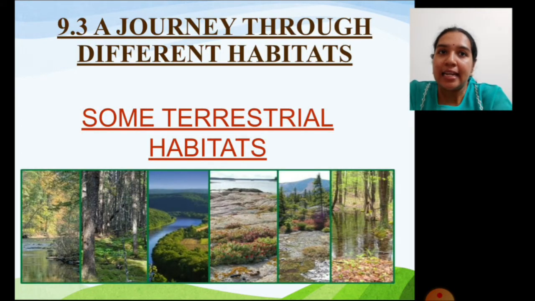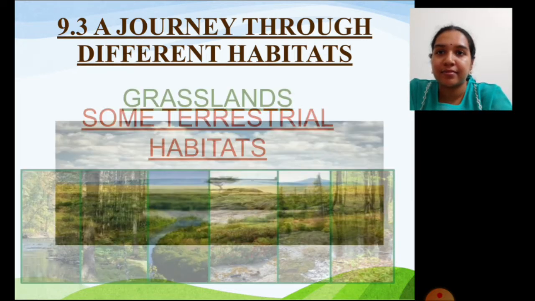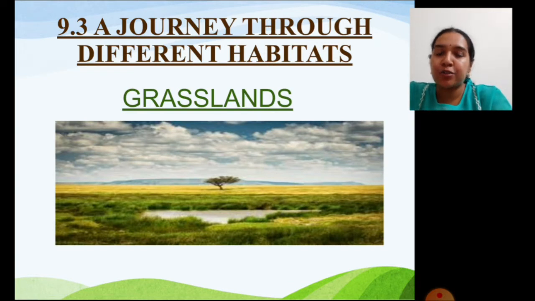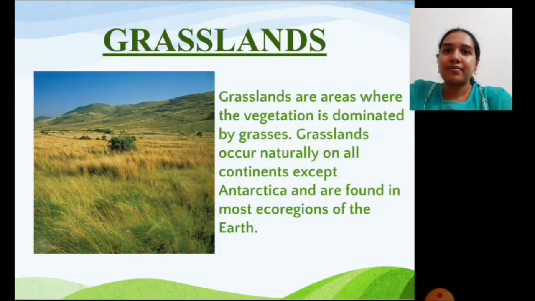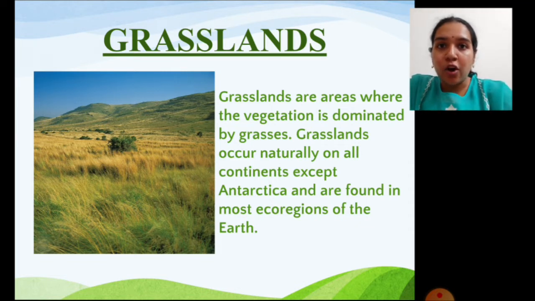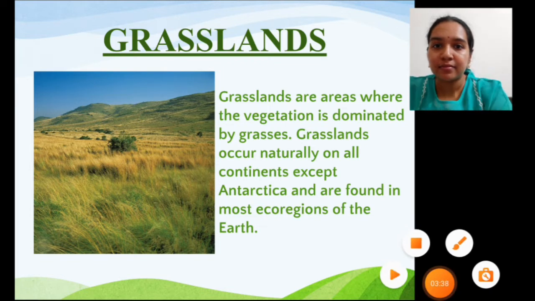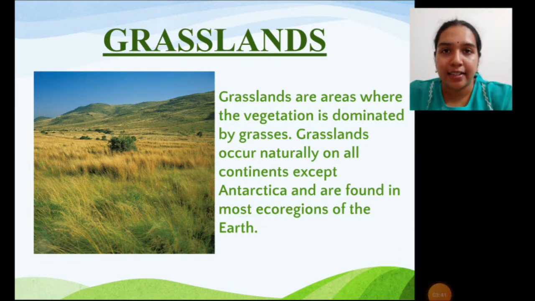Even today, let us have a look at one more terrestrial habitat. Today we are going to travel through grasslands. What is a grassland? It is a place where the vegetation is highly dominated by grasses. You rarely see any huge trees in these areas. On Earth, they are seen in every continent except at the poles.